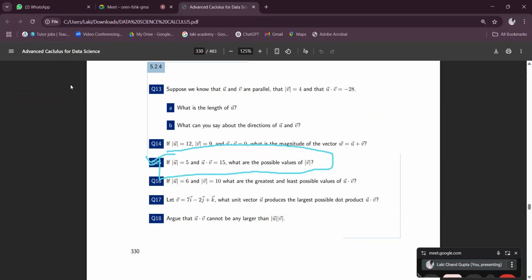Yeah, 15. What's the possible value of the magnitude of v? So what possible value of v must be there? You know, cos theta is what?